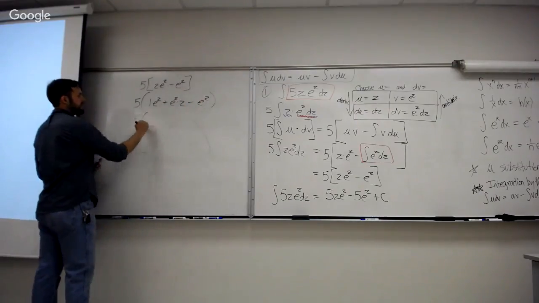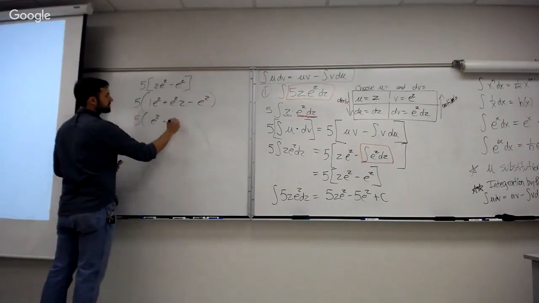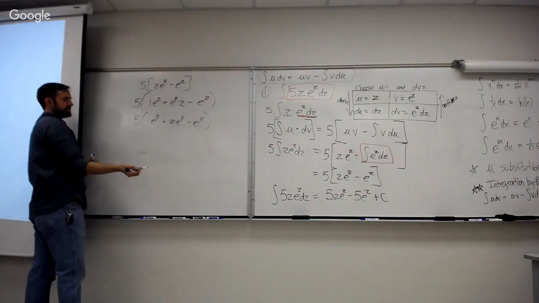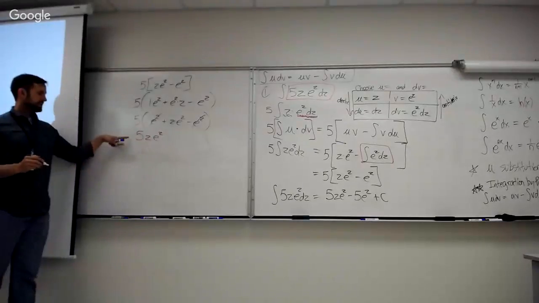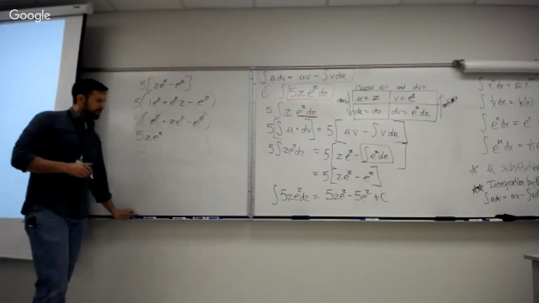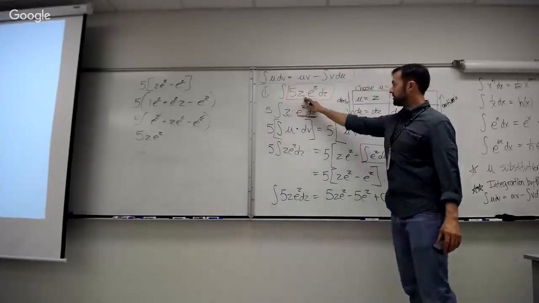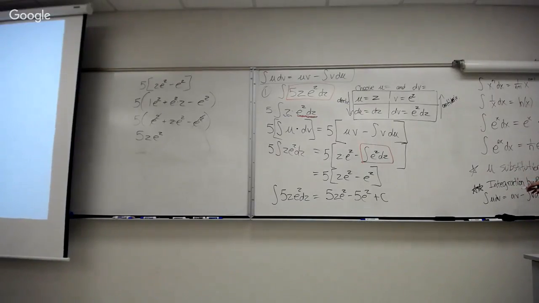And what that gives us now is e to the z plus z e to the z minus e to the z. And notice what happens to my e to the z's. They cancel, and I'm left with 5z e to the z. Is that the original expression? Yeah. So integration by parts did work. Integration by parts allowed us to take a complex integral that we did not have a formula for, where u substitution did not work, and we were able to do it with integration by parts.